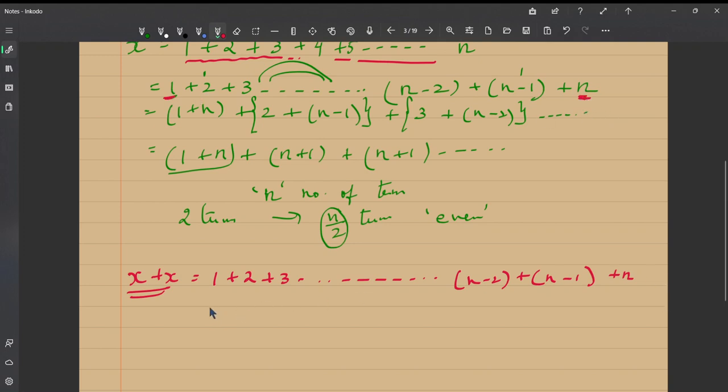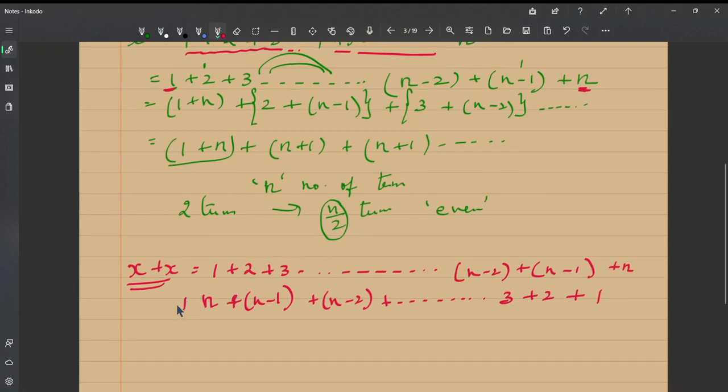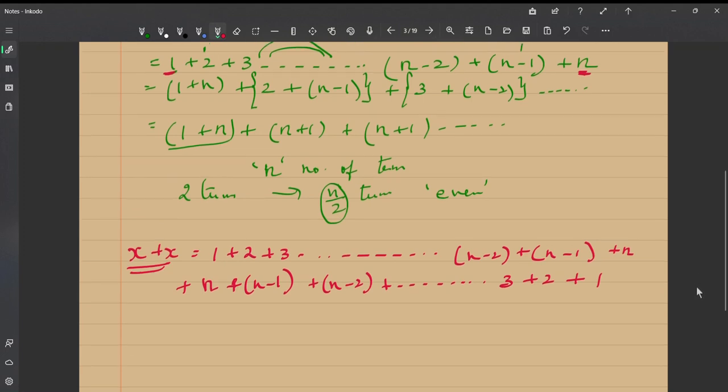So let me rewrite the n here, n, and the second term plus n minus 1, and the third term plus n minus 2, plus so on. I am saying first term, second term, and third term because I am writing it in the reverse order. This would end with 3 plus 2 plus 1. So let us add now. We are adding everything.